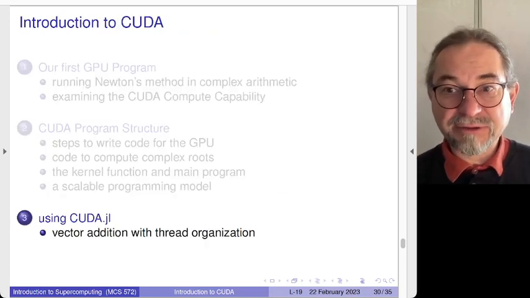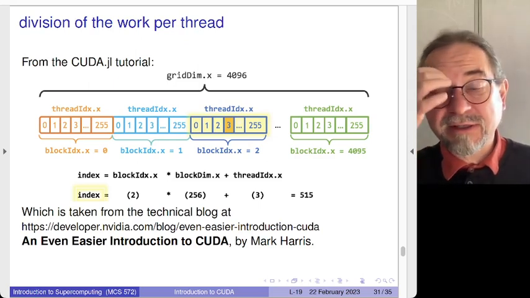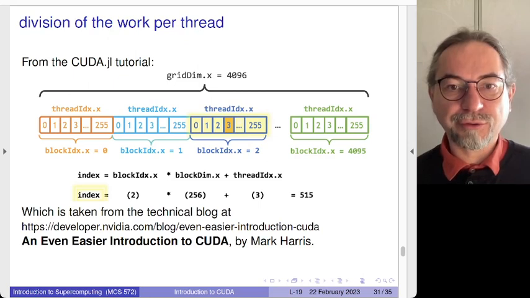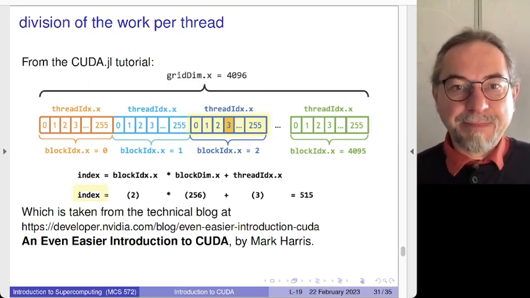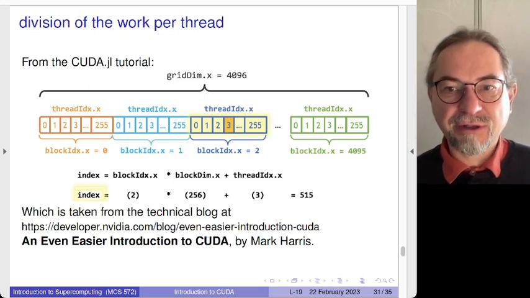Okay, that was C and C++. Let's now go to the Julia code. I was lucky that there is excellent tutorial documentation. The problem that we are going to consider is different from the square root. We're going to consider the addition of 2 vectors.